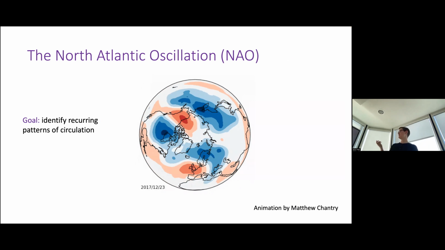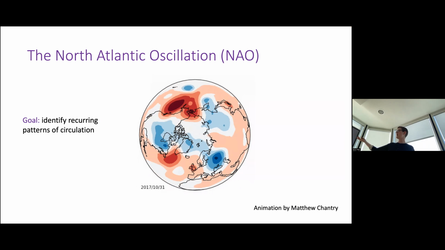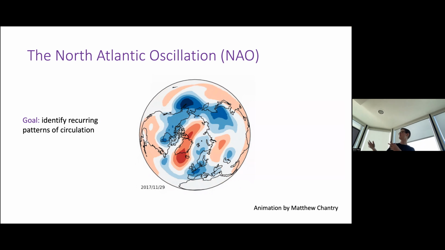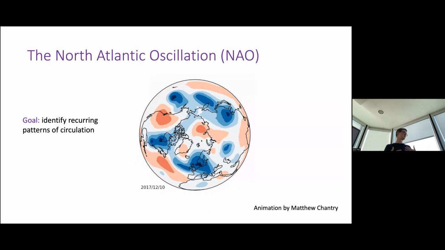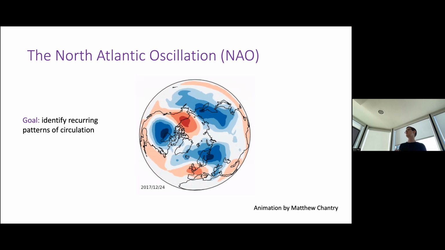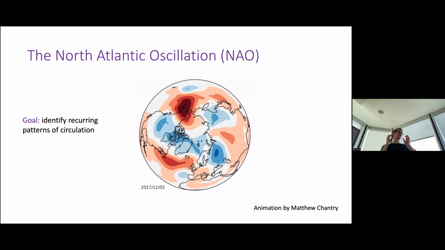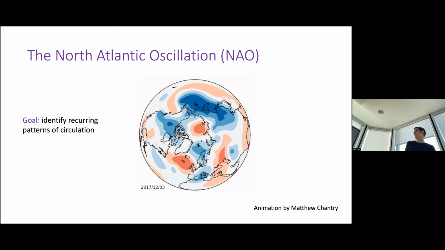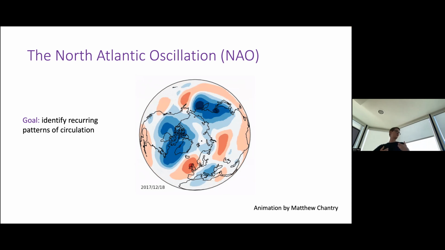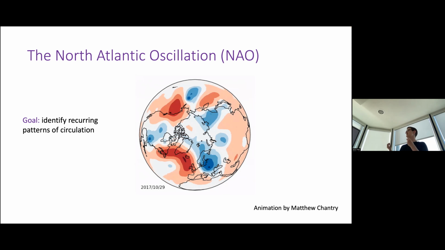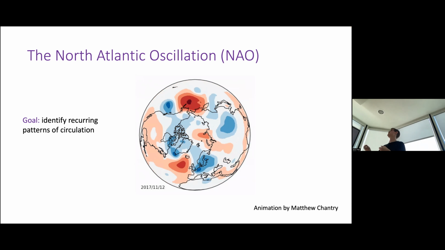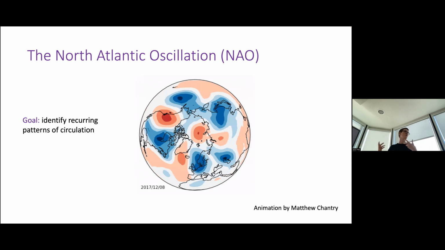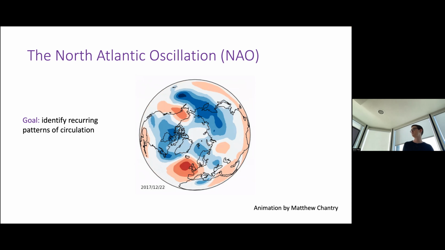Well, here you see how the data would look like. Here we have pressure measurements over 2 months, and you see how these pressure patterns change on each day. One would want to try to identify some recurring patterns that stay more or less in the same configuration for maybe a week or two. So the idea is to find what are called regimes, recurring patterns of the circulation, maybe 2 or 5, so that one can then set up a probabilistic model with transitions between the regimes.